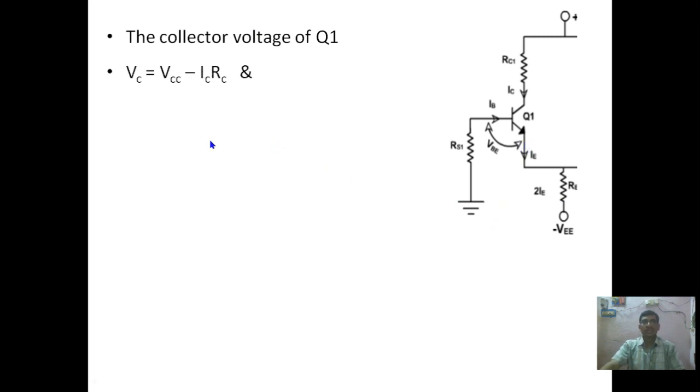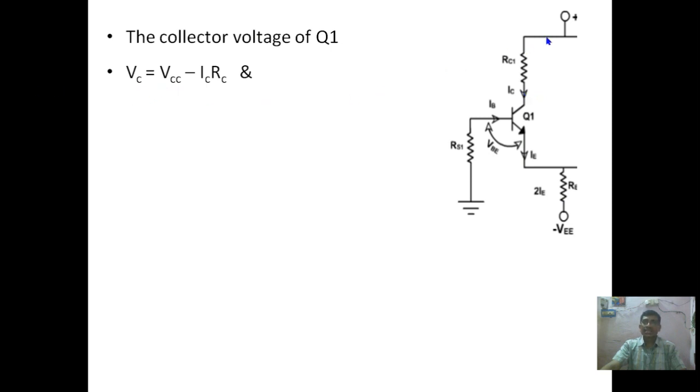In order to know the VCEQ operating point, we have to know the output voltage of our transistor. The output voltage is measured between the collector and emitter of the transistor. That's why we have to know the voltage at the potential C and the node E. These two potentials we should know. The collector terminal is called the C point, and at the C point, the voltage is Vc.